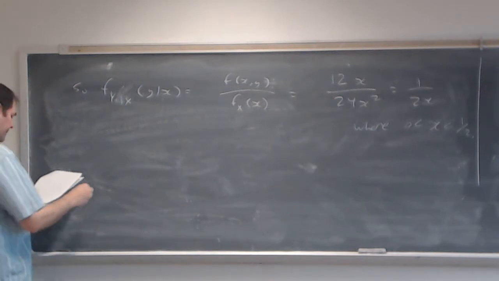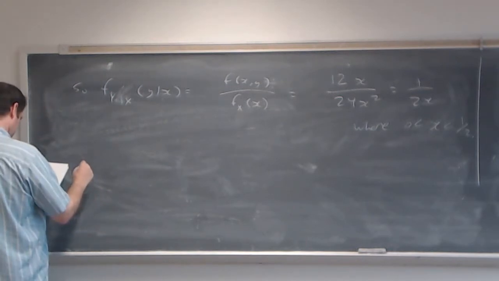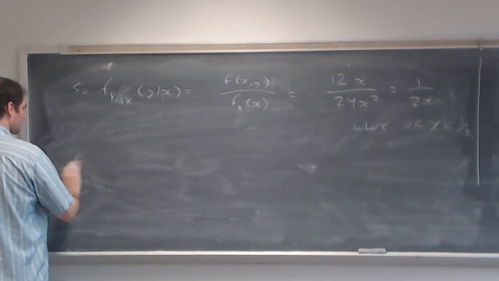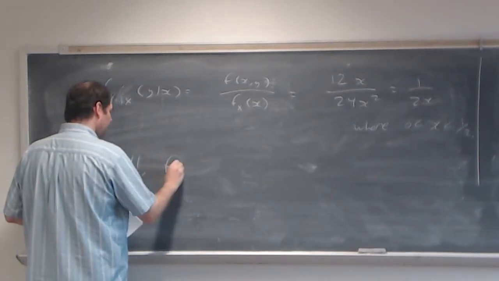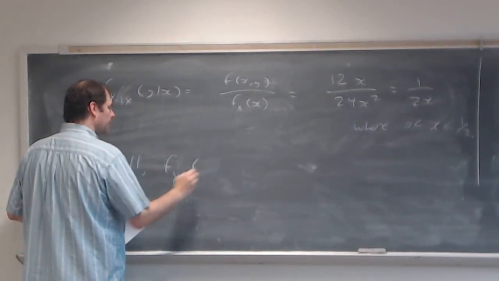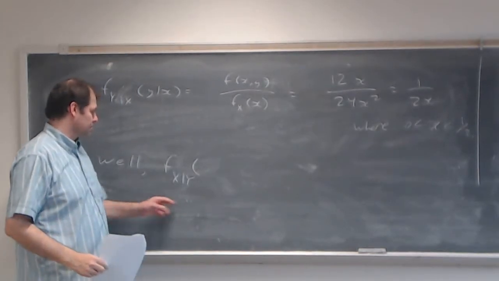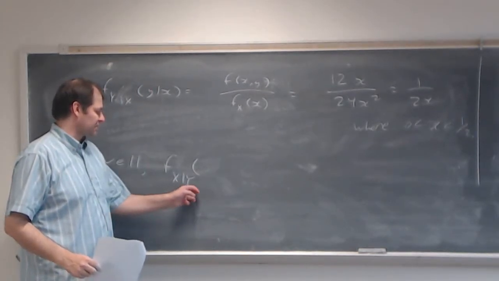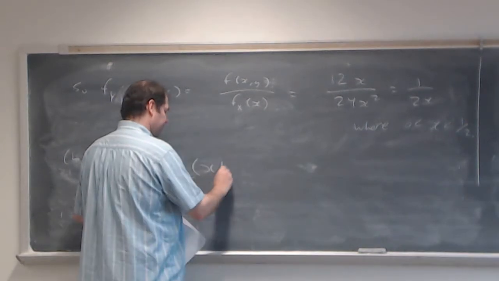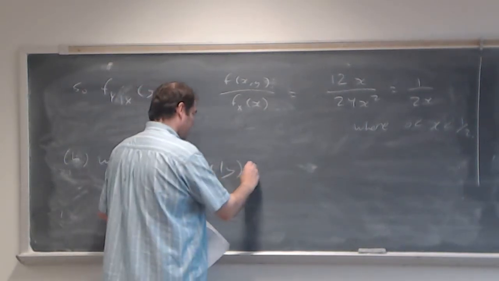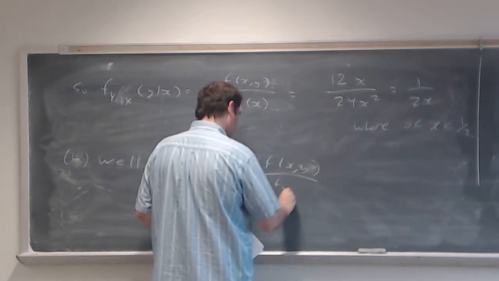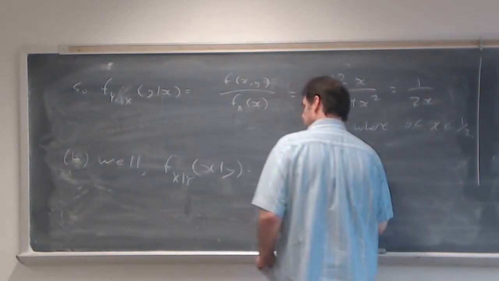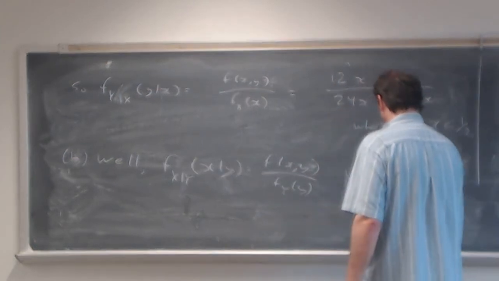Okay, now for part B. What's part B? Well, f of x given y, this is the conditional probability density function of x given y, so that's the next thing that was asked for. That's equal to f of x comma y over f sub y of y. So we need to find f sub y of y.